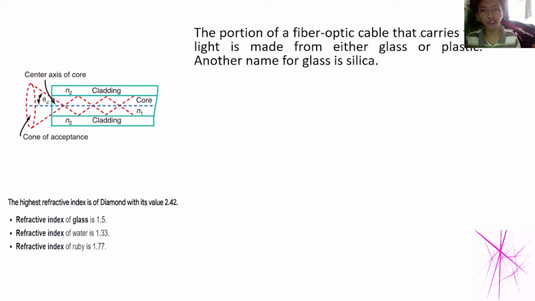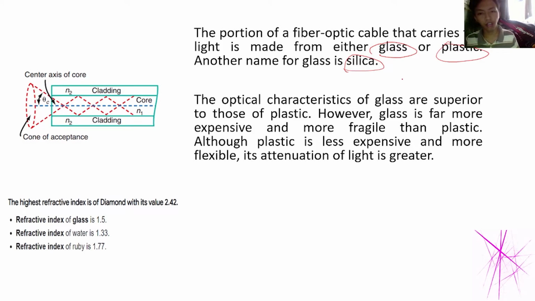So the portion of fiber optic cables that carries the light is made from either glass or plastic, or it can also be called silica. The optical characteristics of glass are more superior. Of course, we would like glass compared to plastic. However, glass is expensive and more fragile than plastic, so durability is also one of the downsides. Although plastic is less expensive and more flexible, its attenuation of light is greater. So the signal integrity loses in plastic compared to glass.